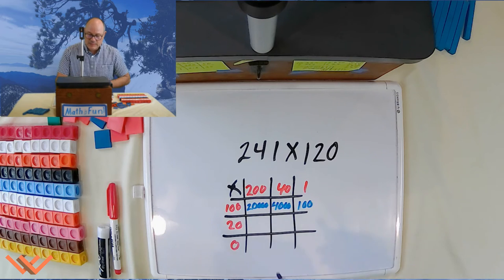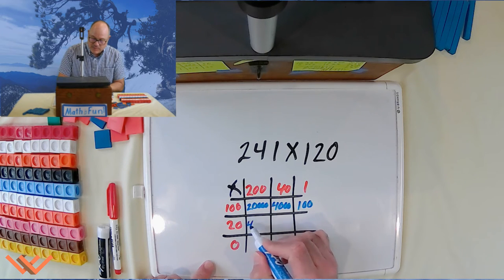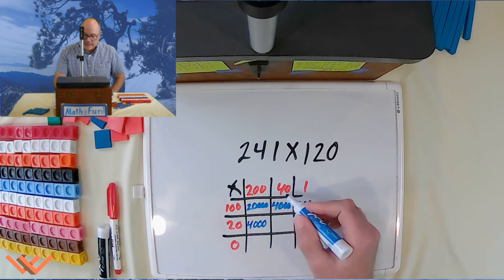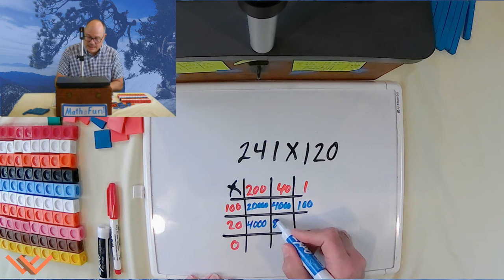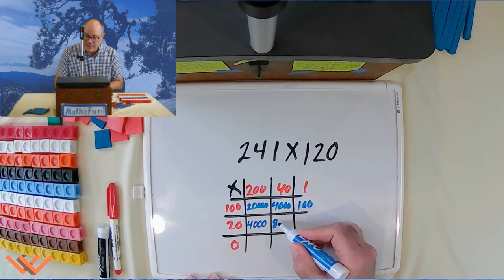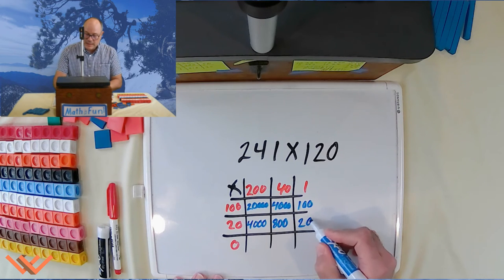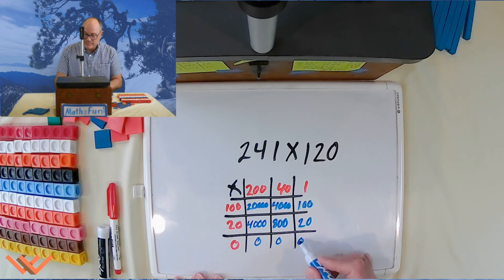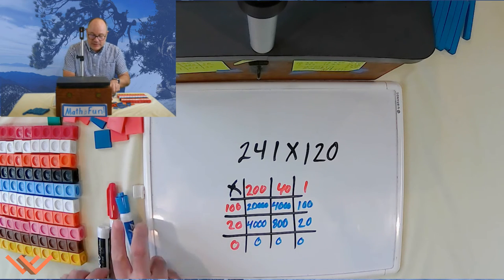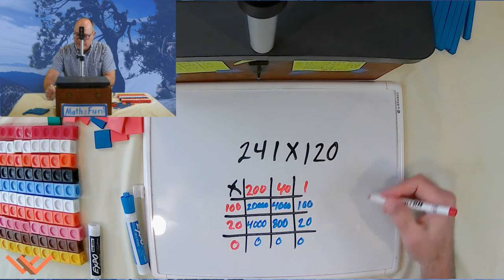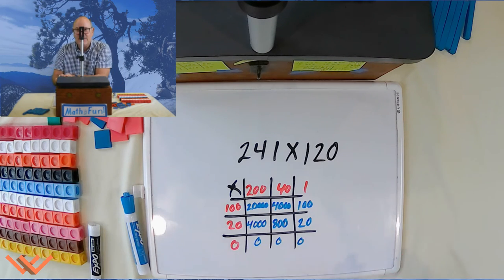20 times 200, that's going to be 4, and then number of zeros, 1, 2, 3. And then 40 times 20, again, 8, add the two zeros to it, so 800. 20 times 1 is 20, and then 0 times all the numbers is 0. Okay, so now what we can do is go over here and say, well, wait a minute. I can pull them all out and rewrite them all down and then have them in the place values, the tens or the ones column. We can do it that way.